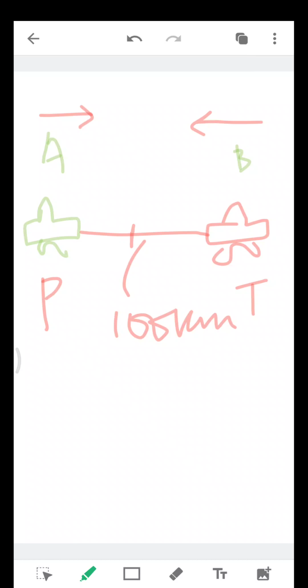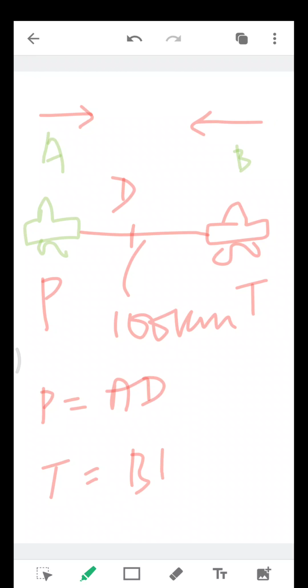Okay, they will meet somewhere at point D, say point D. What is the distance traveled by car A? It's AD. The distance traveled by the police car is AD, and the distance traveled by the thief's car is BD.